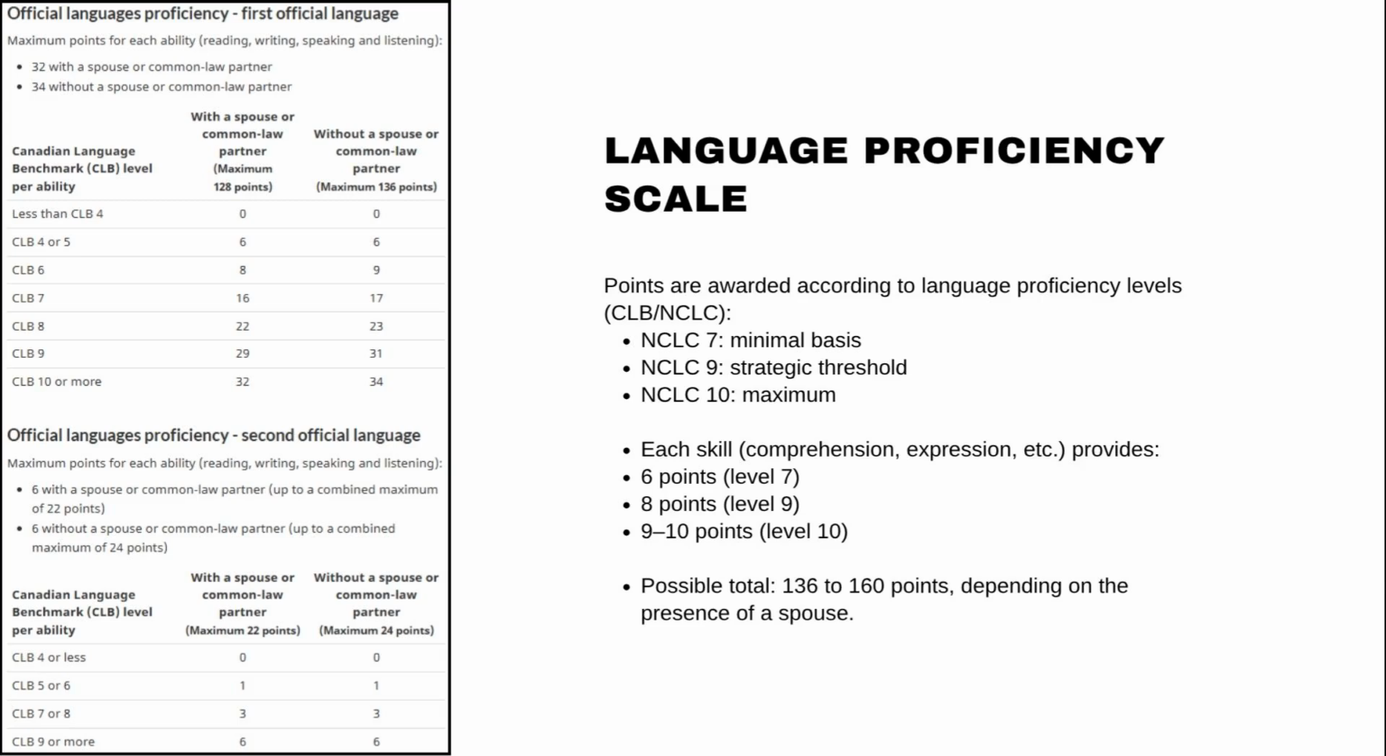From CLB 7 onwards, you get points. But it's at CLB 9 that you start to increase your score tenfold. Each skill, oral, written, comprehension, earns points individually. So if just one falls below the threshold, you lose the whole bonus and have to retake the whole test. This just goes to show that every detail counts. It often pays to retake a language test just to gain 10 or 20 points. These few points can take you past the threshold of a draw.